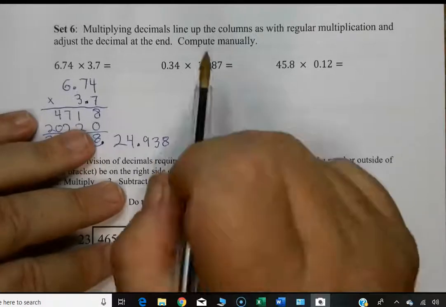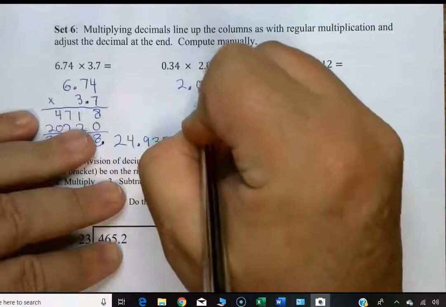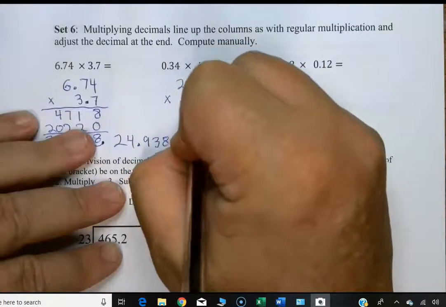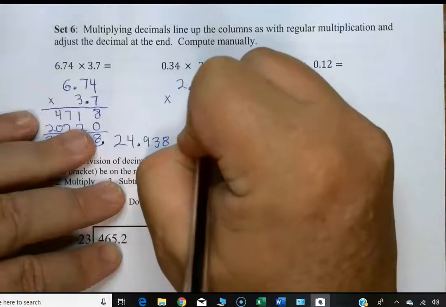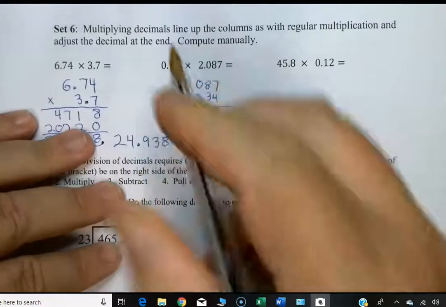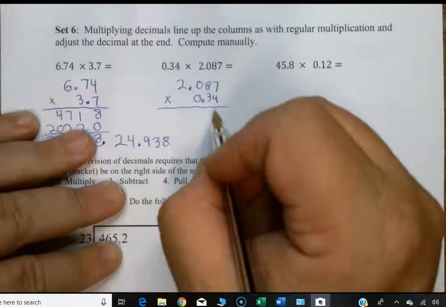Okay? Let's do this one. So okay, so you see again I lined up columns there. So now we multiply.